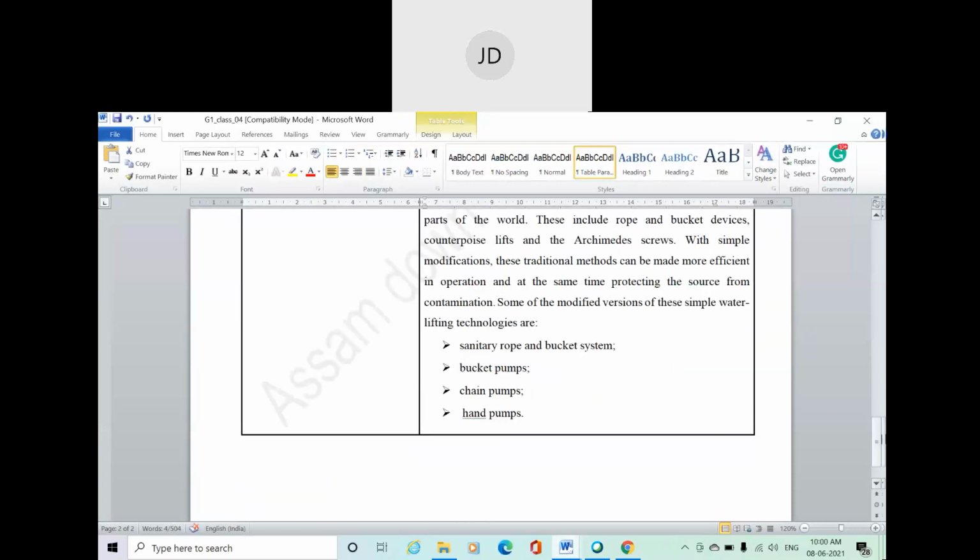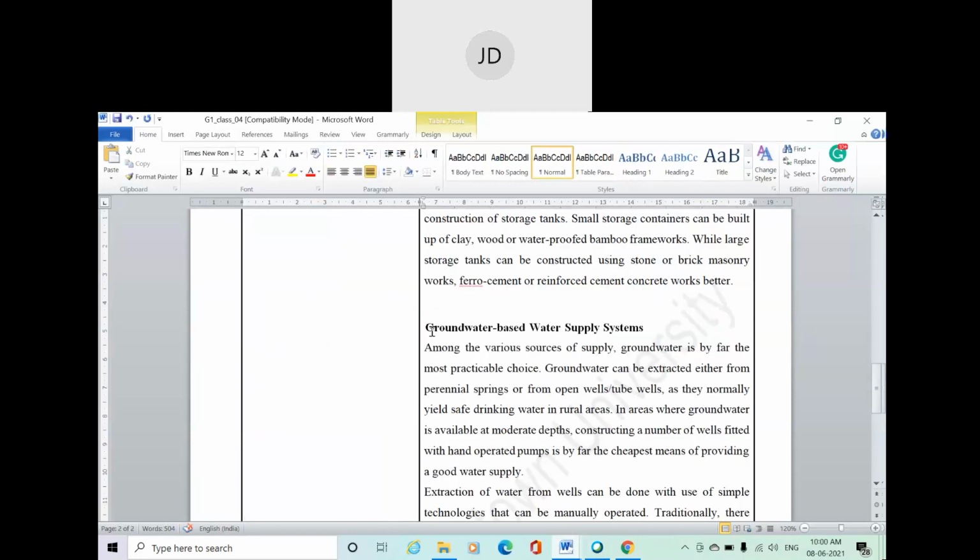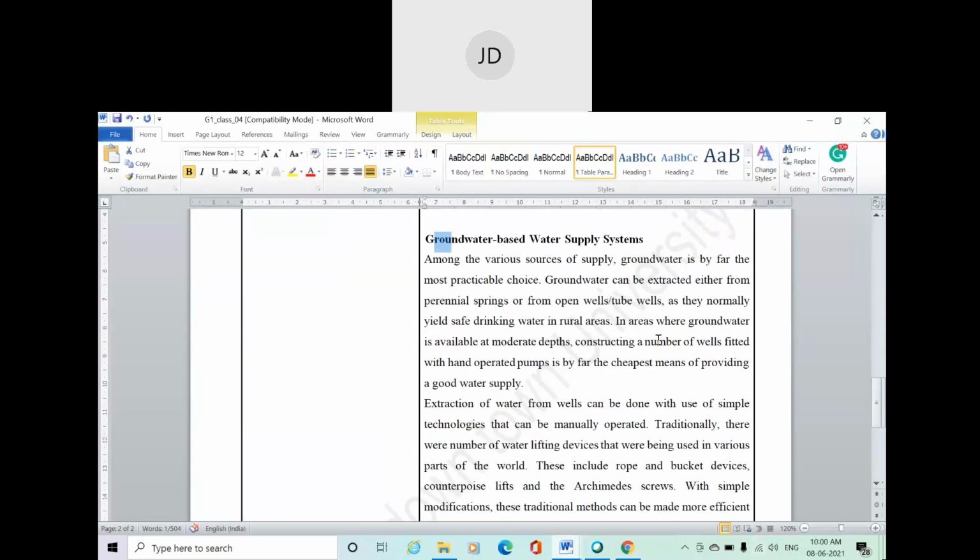Let's quickly go to the groundwater based water supply system. Among the various sources of water supply, groundwater is by far the most practicable choice. Groundwater can be extracted either from a perennial spring, from an open well, or from tube wells.